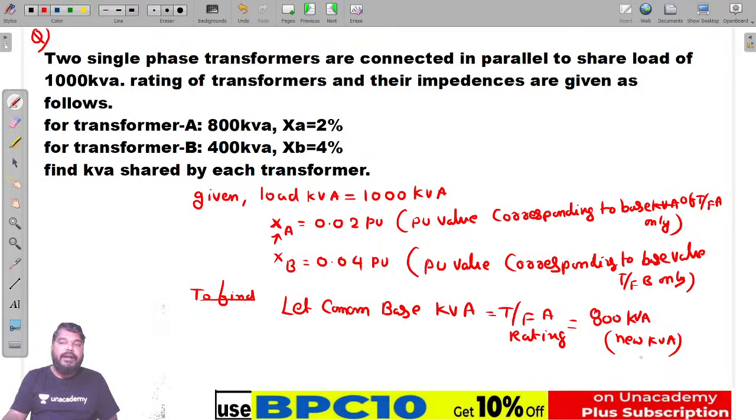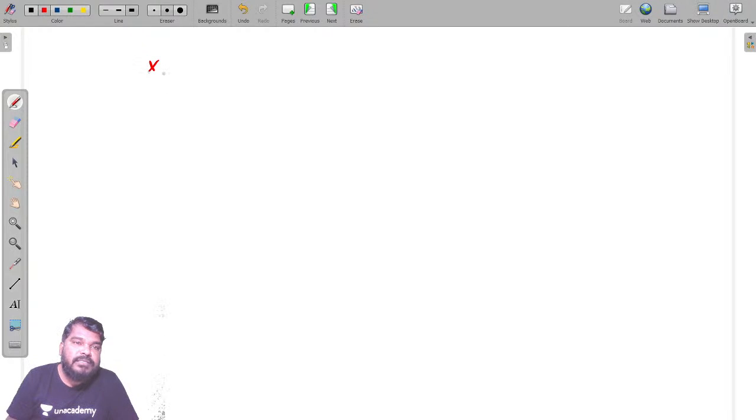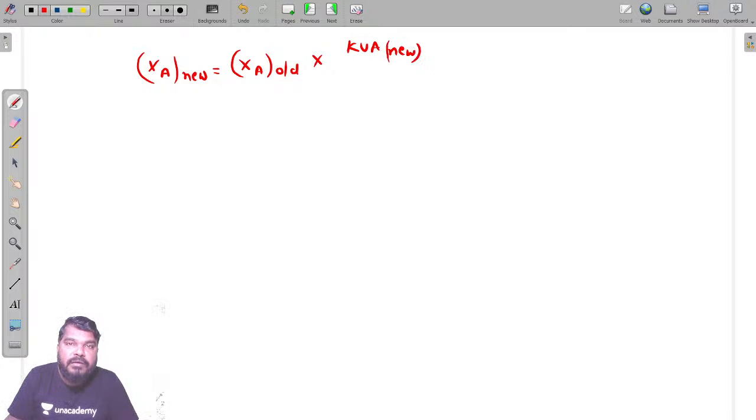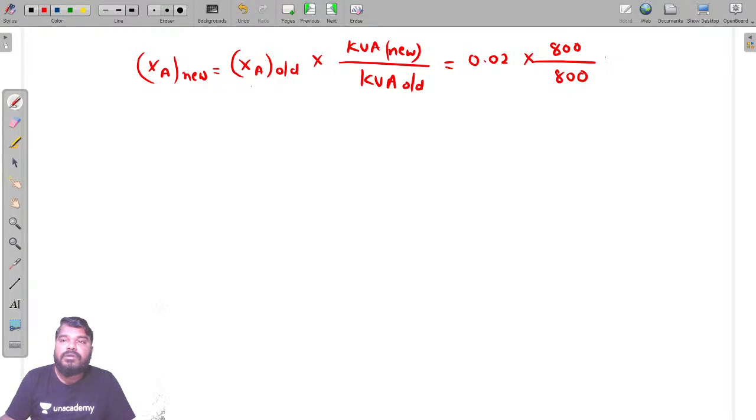So now let us find the new per unit values. XA new is equal to XA old, the given value, into kVA new divided by kVA old. XA old is 0.02, into kVA new 800 divided by 800. So it is equal to 0.02 per unit.